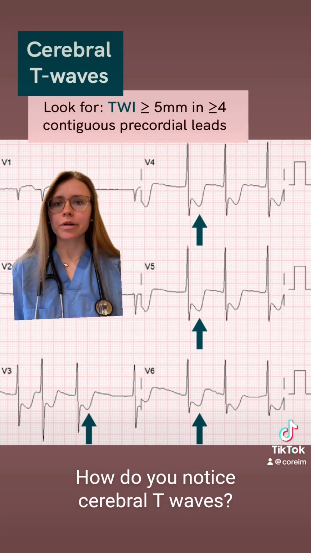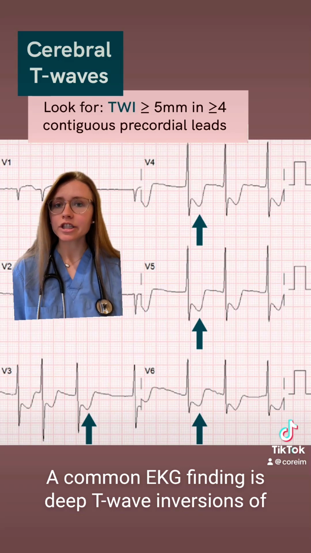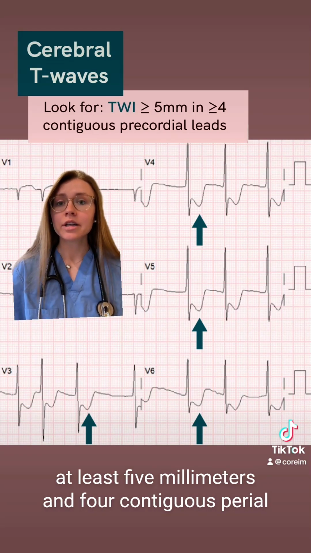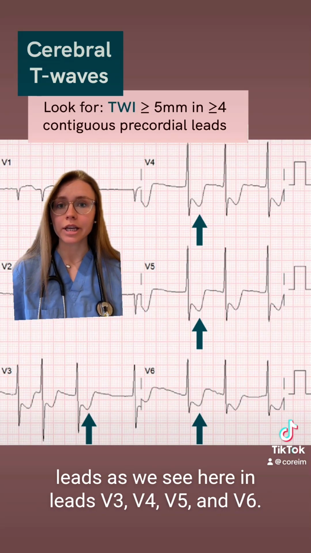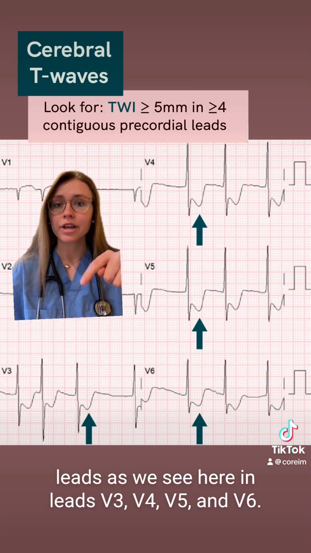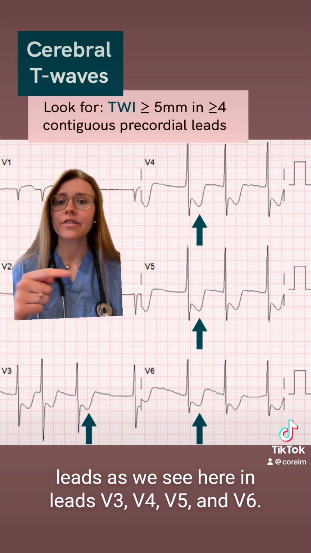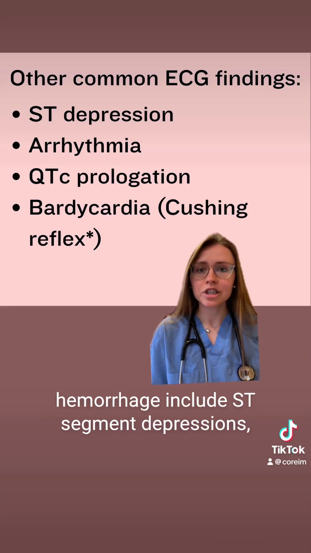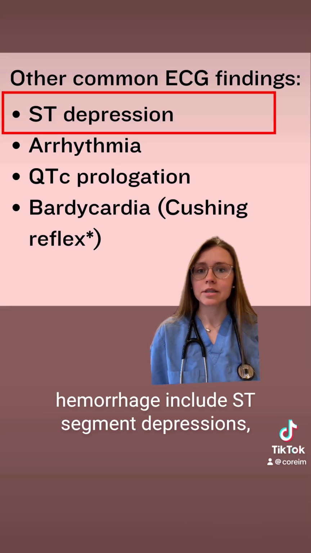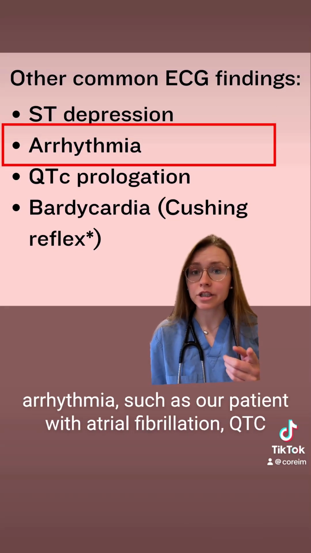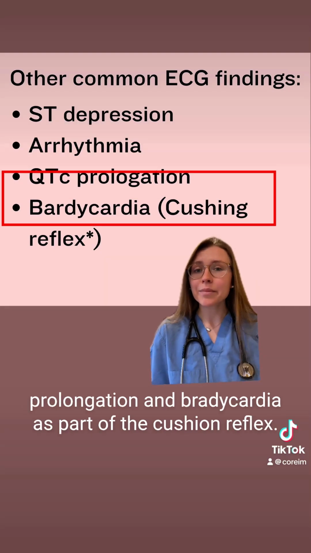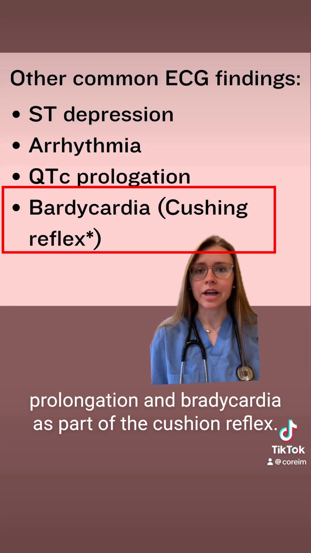How do you notice cerebral T waves? A common EKG finding is deep T-wave inversions of at least 5 millimeters in 4 contiguous precordial leads, as we see here in leads V3, V4, V5, and V6. Other common EKG findings in subarachnoid hemorrhage include ST segment depressions, arrhythmia, such as our patient with atrial fibrillation, QTc prolongation, and bradycardia as part of the Cushing reflex.